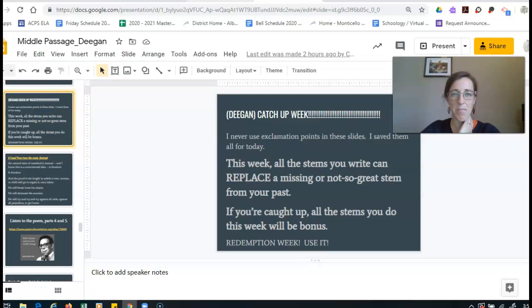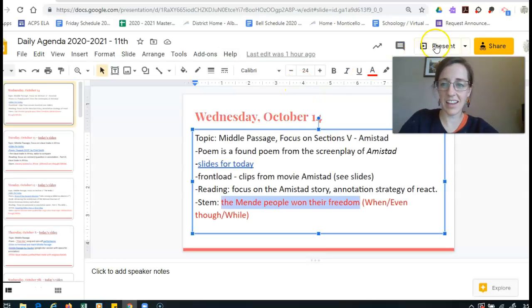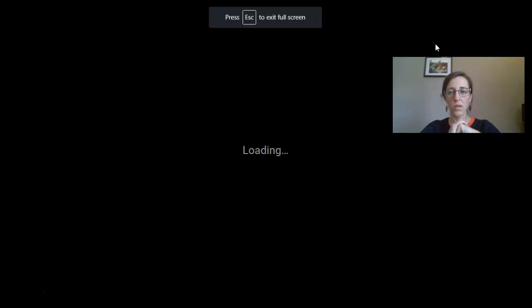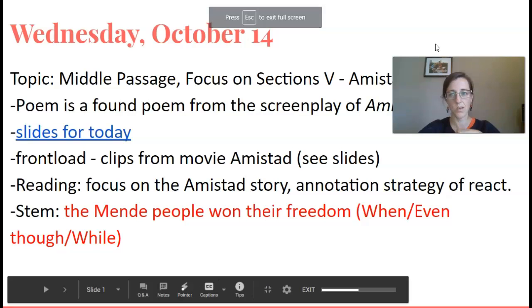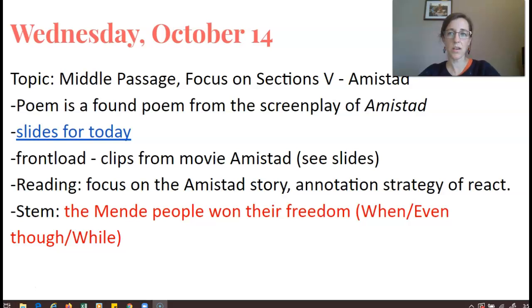Hi, this is a message for Wednesday, October the 14th for 11th grade English. And today we're looking at a very specific story in the history of the slave trade. It's the story of the Amistad. The Amistad shows up in the very last part of our poem, Middle Passage. So I'm going to teach you about that, and then we'll look at that part of the poem.